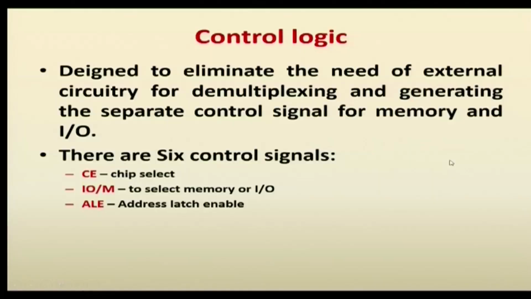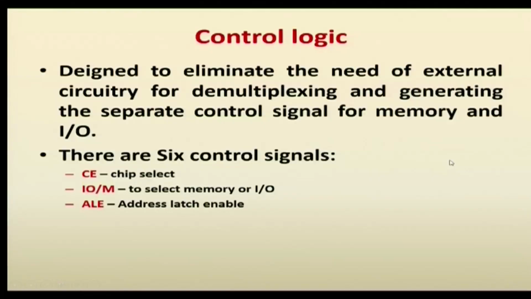So, there are 6 control signals. The first control signal is chip enable, or chip select, which is used to activate the IC. This is an active low signal; by applying 0, the IC 8155 is now active. The another one is the IO memory bar signal. It is used to specify whether the processor is operating with the memory or with the peripheral devices. When the signal is high, it represents an IO operation, that is, performing with the peripheral devices. When the signal is low, it is a memory related operation.